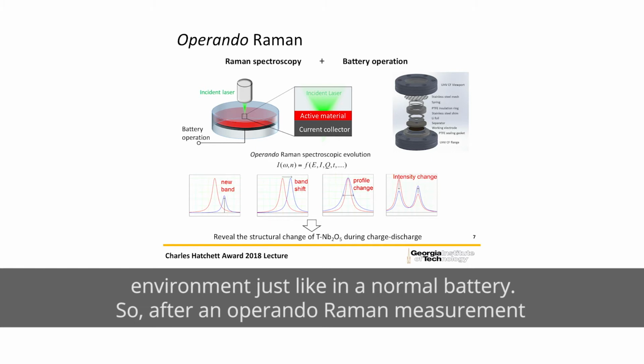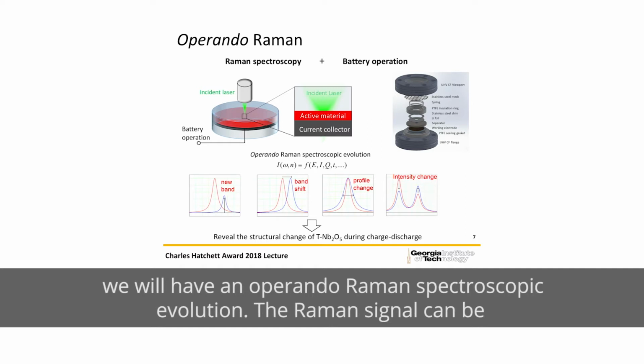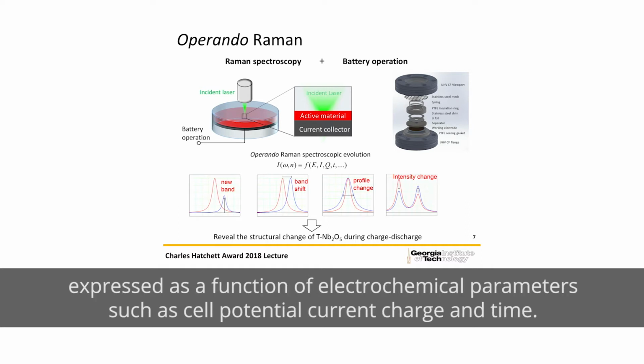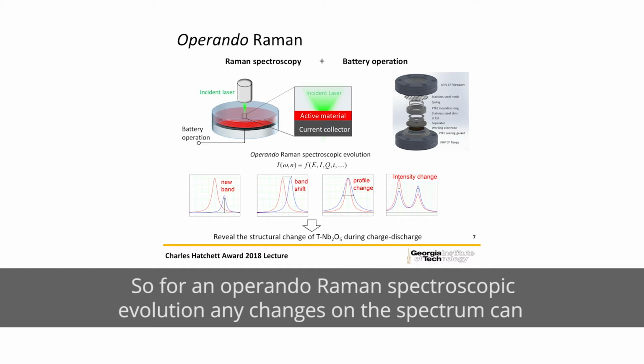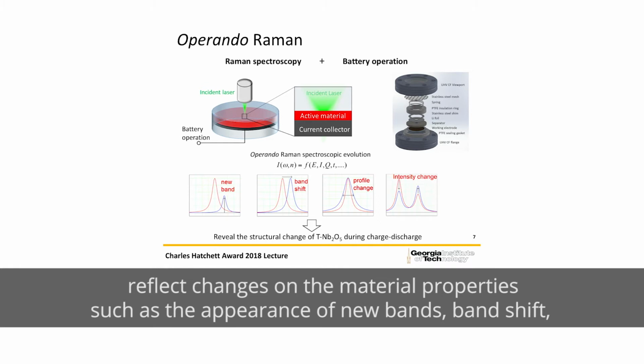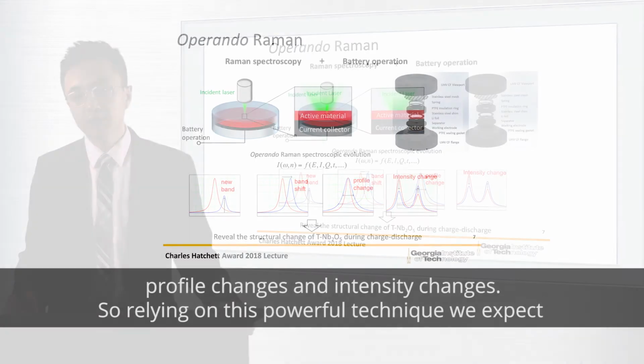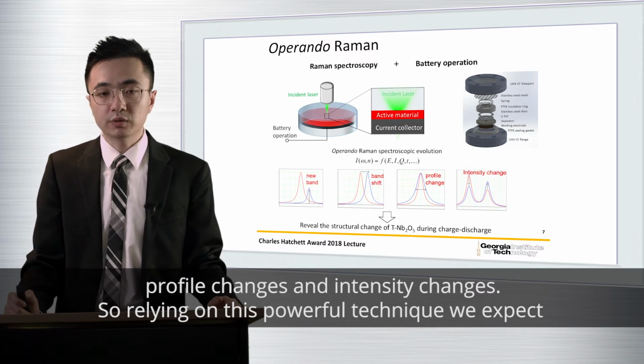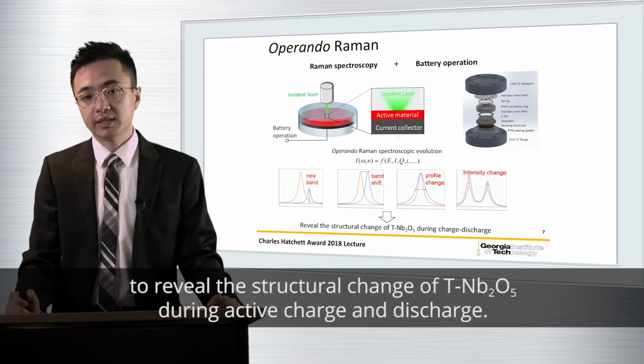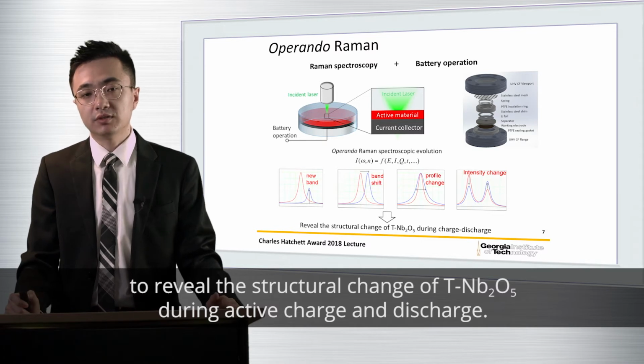So after an operando Raman measurement, we will have an operando Raman spectroscopic evolution. The Raman signal can be expressed as a function of electrochemical parameters such as cell potential, current, charge, and time. For an operando Raman spectroscopic evolution, any changes in the spectra can reflect changes in the material properties, such as appearance of new bands, band shifts, profile changes, and intensity changes. Relying on this powerful technique, we expect to reveal the structural change of T-niobium oxide during active charge and discharge.